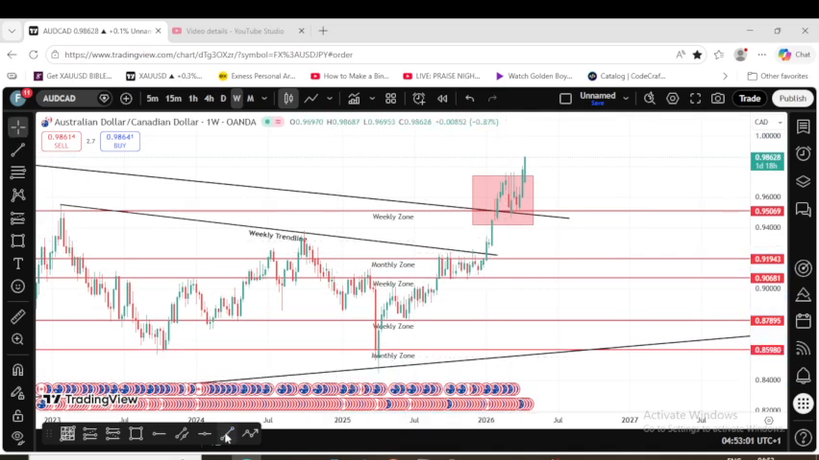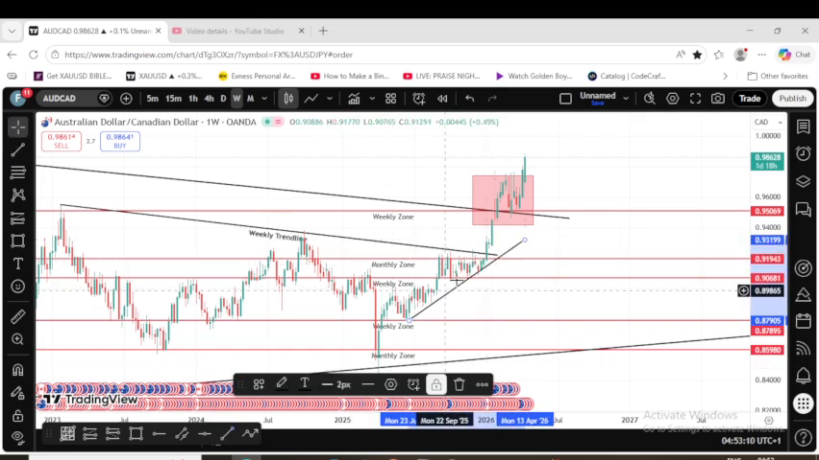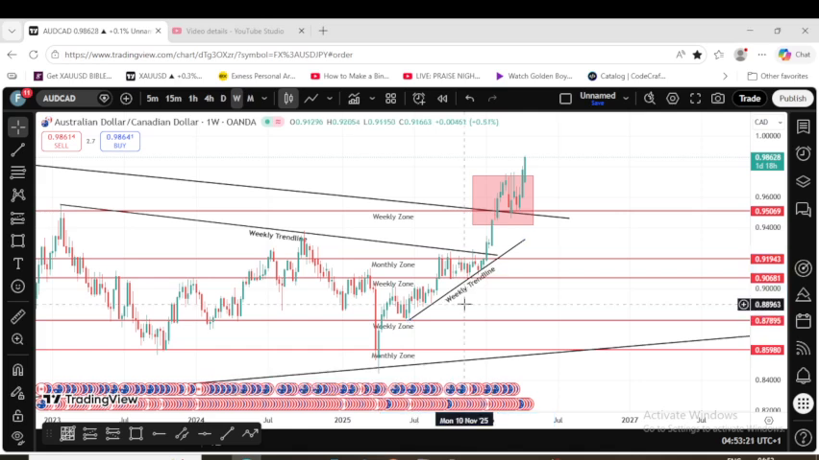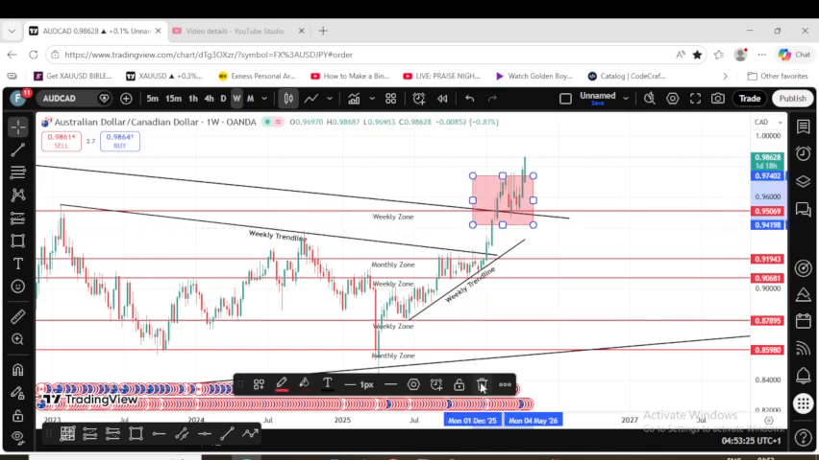Okay, I don't think that's the best fit. I believe that this better represents our price action. So this is our weekly trend line, our weekly bullish trend line. Then let's delete this since it was just for an example.